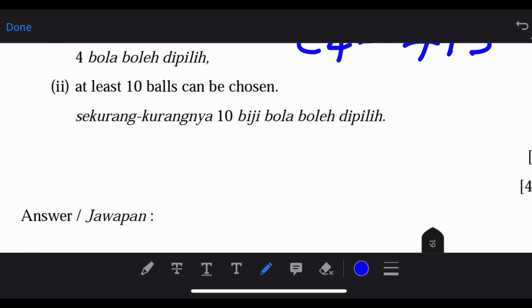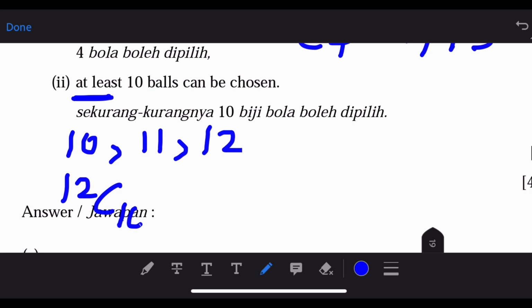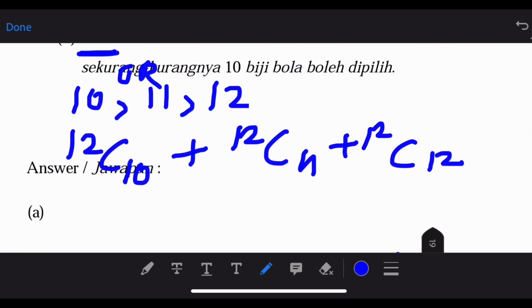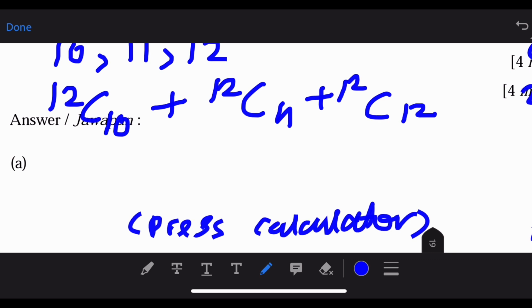Okay, it's still combination because the order is not important. So when you see at least, you just write down, maybe it can be 10, it can be 11, it can be 12. So it's either 10, 11 or 12. There's an or, so you have to plus, so you cannot multiply, alright? So it's 12C10 or 12C11 or 12C12, alright? So remember, when choosing, the order is not important, so you have to use a combination. So the answer is 79, right?